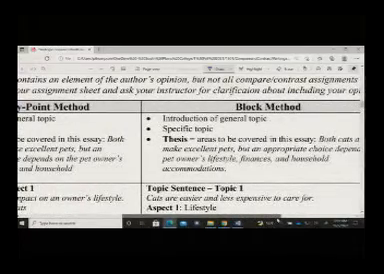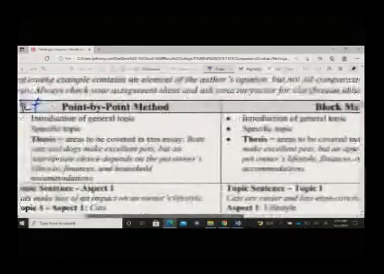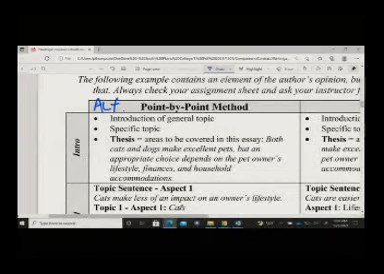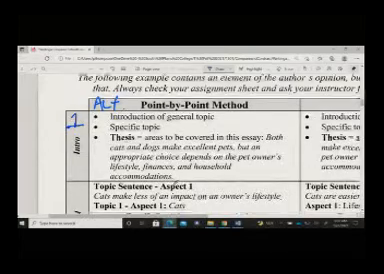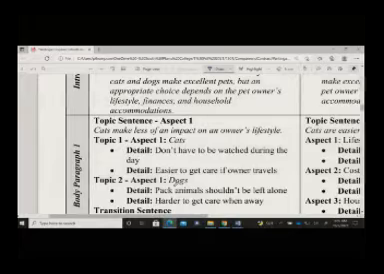Now, interestingly enough, if I go over and look at the block, there's no difference in the introduction in either method. So the introduction, the thesis doesn't tell the reader what you're doing organizationally. That's going to be determined by the topic sentence of the second paragraph. But the intro is actually paragraph 1, so I'm putting a big 1 up there. All right? And then you've got where they say body paragraph 1, which is technically paragraph 2. They tell you, and we're doing point by point, they say cats make less of an impact on an owner's lifestyle. That's wrong. That should be sentence 2.